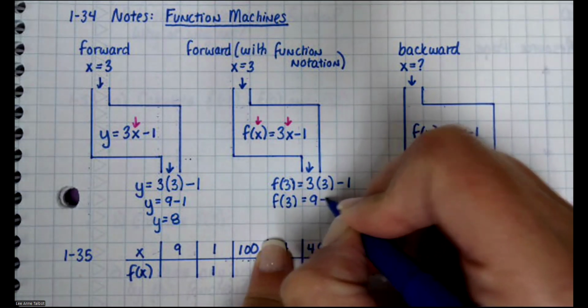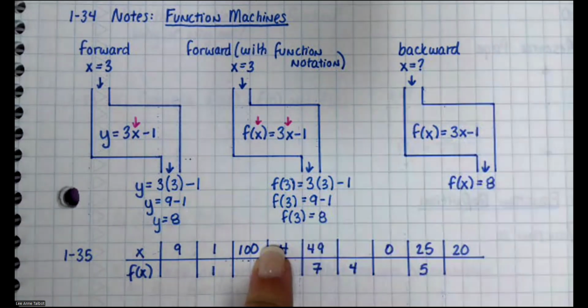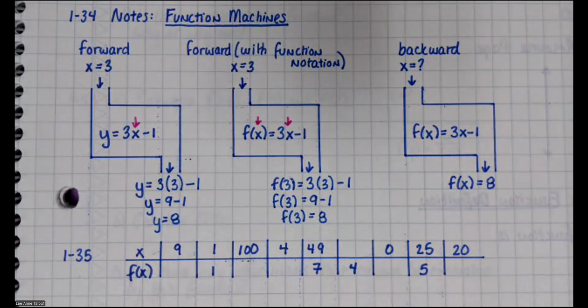Three times 3 is 9 minus 1. Final answer still 8. There's no difference between those two things. It's just regular notation and fancy notation. Do you guys see what I mean by you can see the input and the output at the end? That's the advantage of function notation.